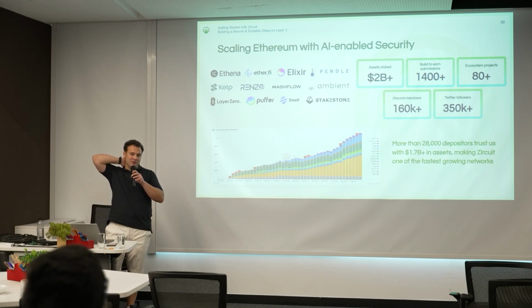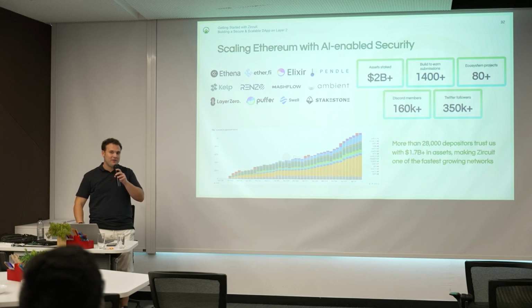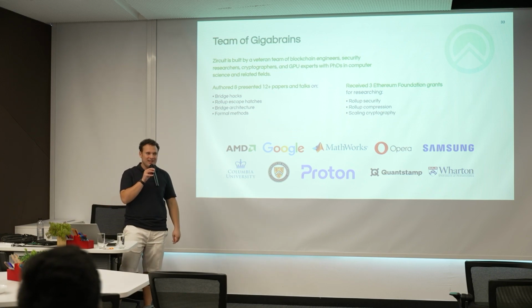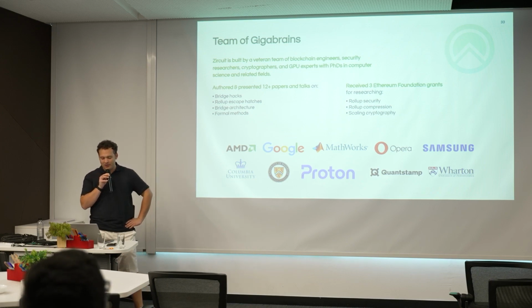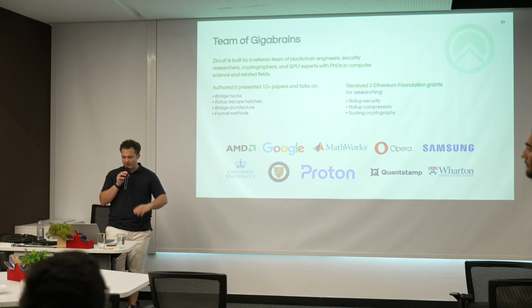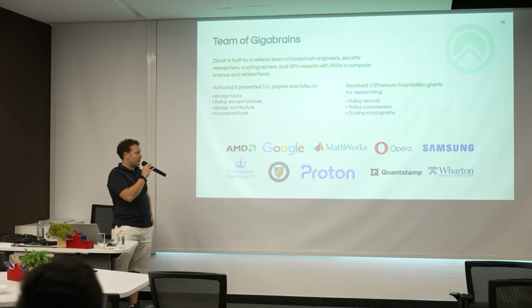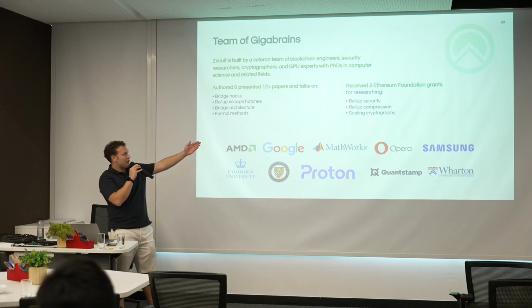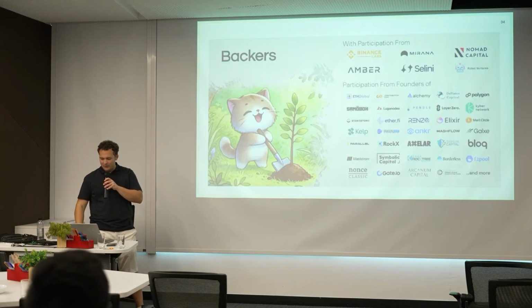We are trying to scale Ethereum using AI to check if the transactions are secure. Again, we have a build program, and you can check out our staking app. And we are a team of giga brains. We do a strong research on security, as I mentioned before. We have a lot of authored papers, such as bridge hacks based papers and other papers that explore topics regarding rollups and security in general, such as formal methods. We also received 3 Ethereum Foundation grants for researching on rollups. And these are our backers.